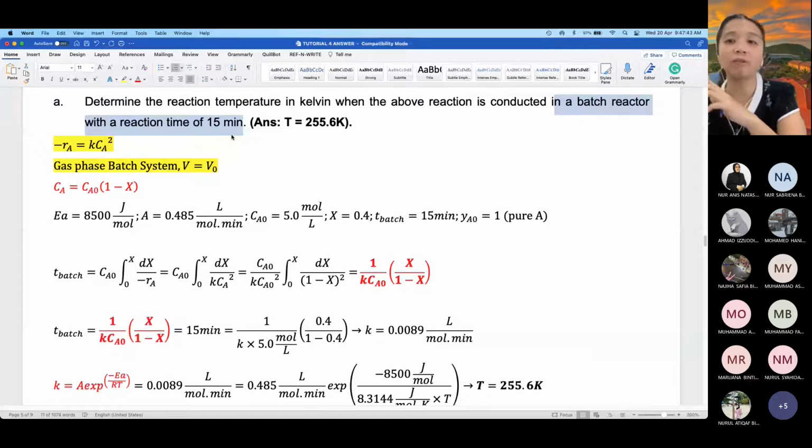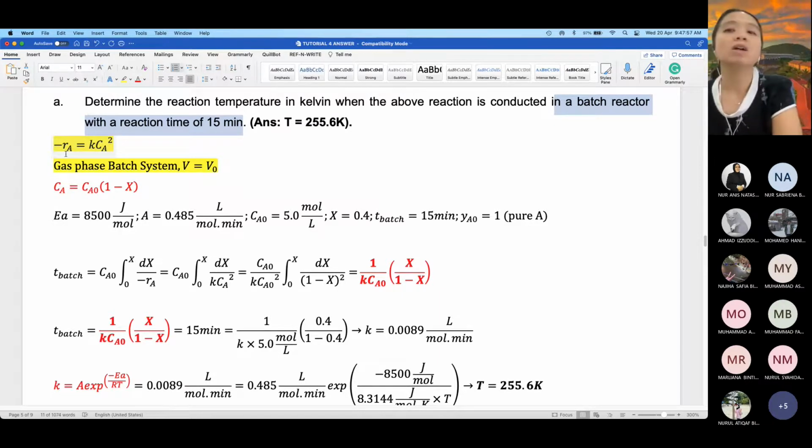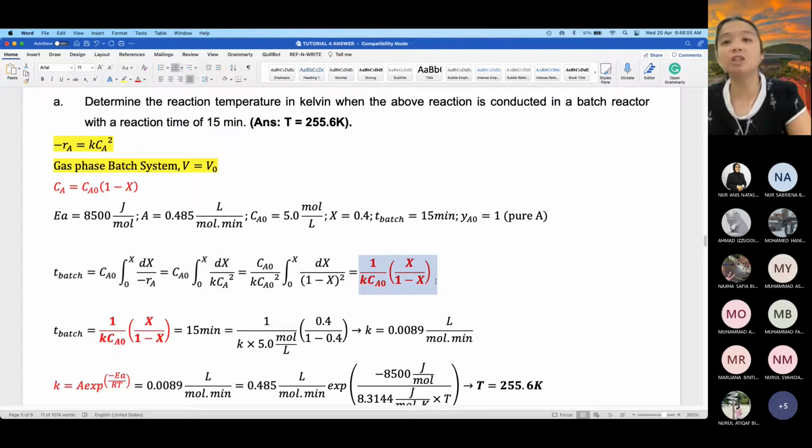So kalau batch reactor, you don't have to worry. Gas atau liquid, the equations are the same. And the third rule that you have to follow, rate law dia. You have to check rate law. So in this question, rate law dia minus RA equals to KCA power of 2. So when you check from the notes in chapter 4, there will only be one equation that fulfills this condition.